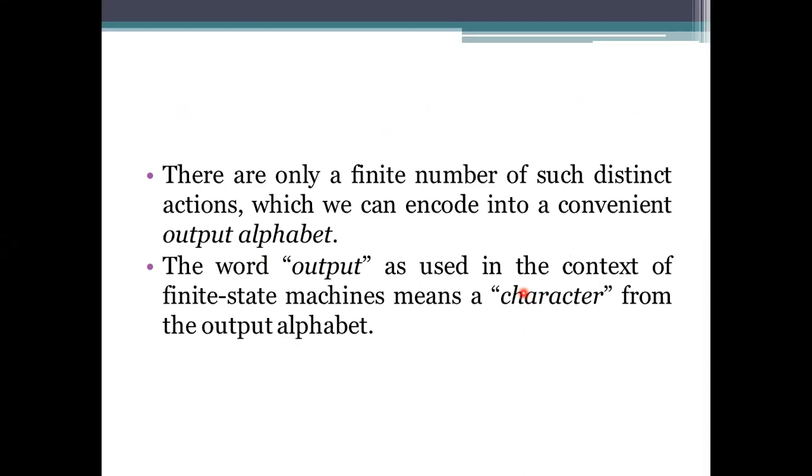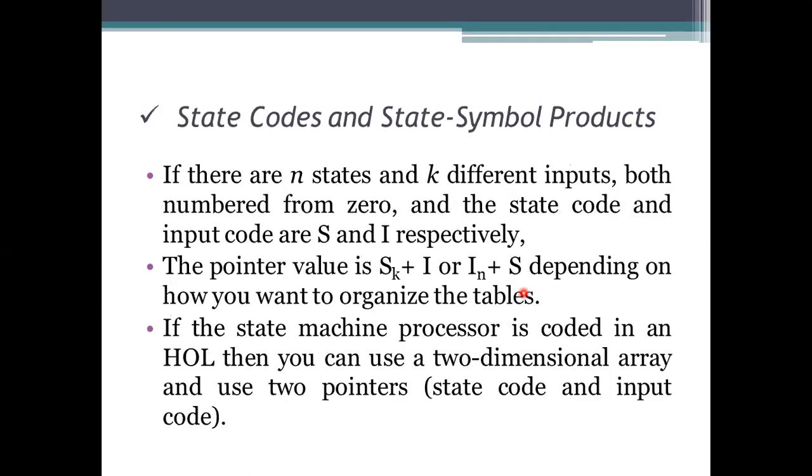And coming to the state codes and state symbol products, likewise these inputs and the next outputs, we also have the state codes. Here, how I am going to specify these is, we need to take how many states there are. Just specify them as n states, and the inputs we are taking here are k different inputs.